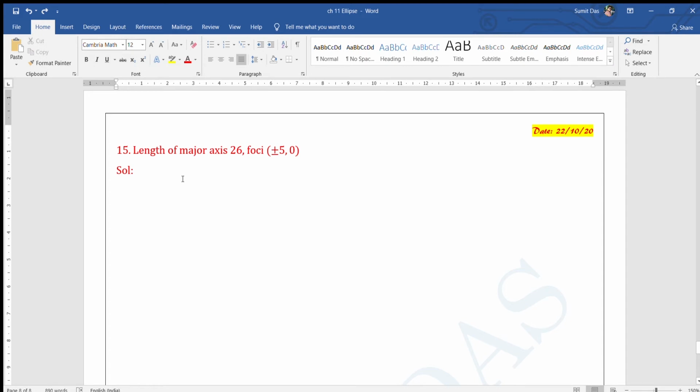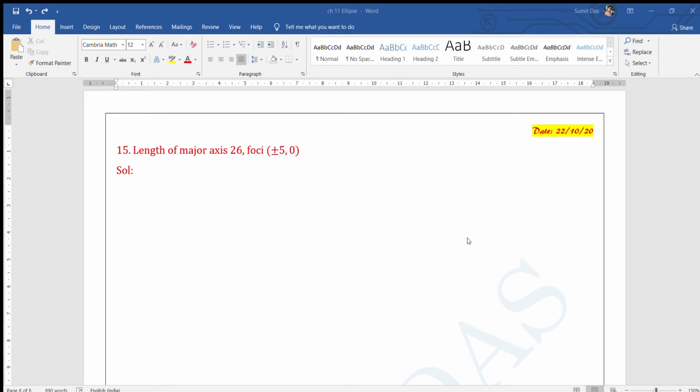Okay, the length of the major axis is 26 and the foci are plus minus 5 comma 0. From the length of the major axis, we can't tell whether it is a horizontal ellipse or a vertical ellipse. We understand whether it is horizontal or vertical from the foci. Can anyone let me know what kind of ellipse this is? The foci are plus minus 5 comma 0. Is it a vertical ellipse or a horizontal ellipse?